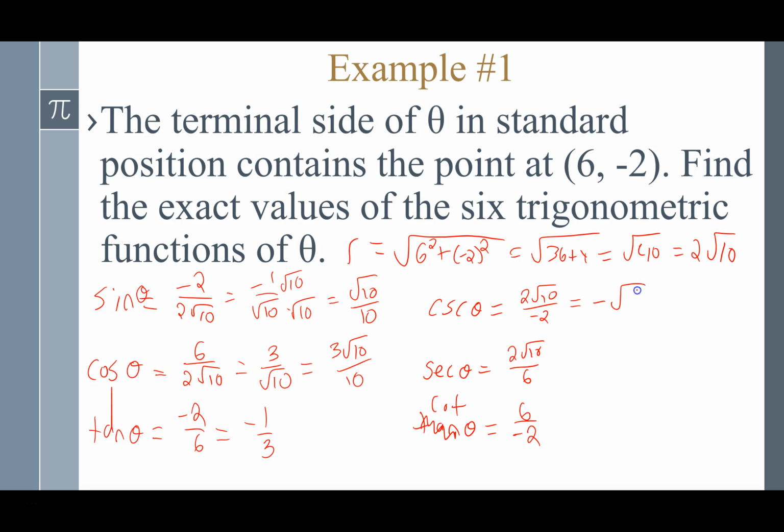Cosecant will reduce to negative square root of 10. There's no radical in the denominator, so we don't have to rationalize. Secant would be square root of 10 over 3. And cotangent would be negative 3.